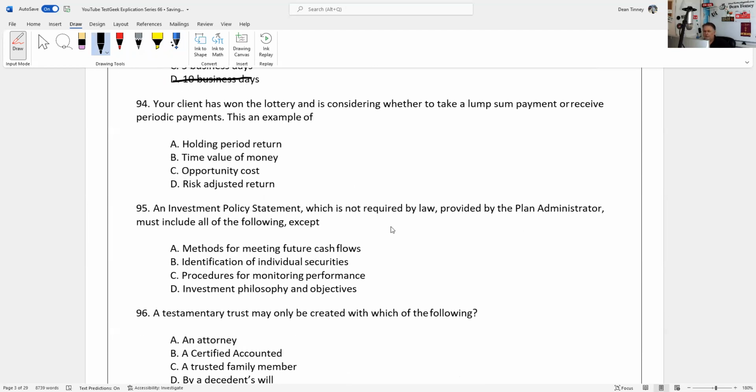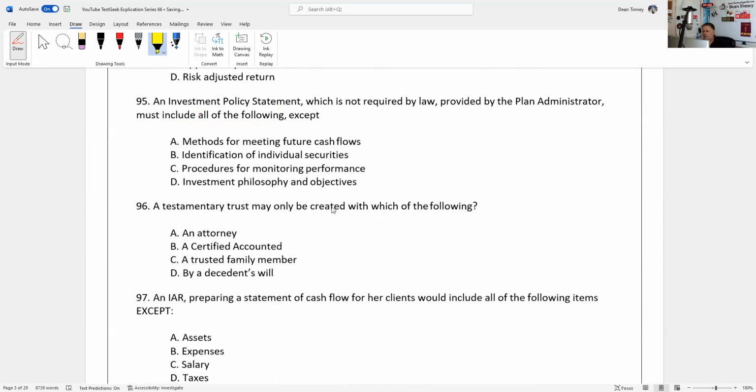Your client has won the lottery and is considering whether to take a lump sum payment or receive periodic payments. I kind of like it. Again, Brian's math questions are pretty spot on. What I mean by that is the vast majority of the test is not, can you do math? Can you recognize the math that needs to be done? And so you should know it's not about a holding period return, because that's about how long I held the investment, 3 months multiplied by 4 to get a holding period of a year. It's not opportunity cost. Opportunity cost was giving up investment A to make investment B. It's not risk adjusted return. So a lot of these can be done by process of elimination.